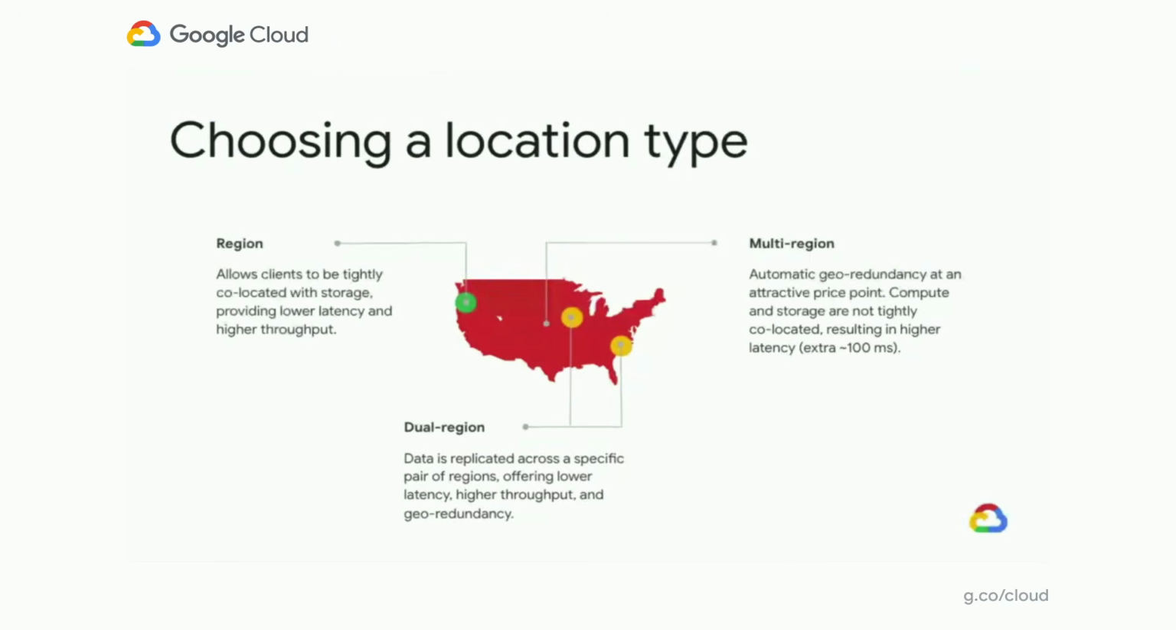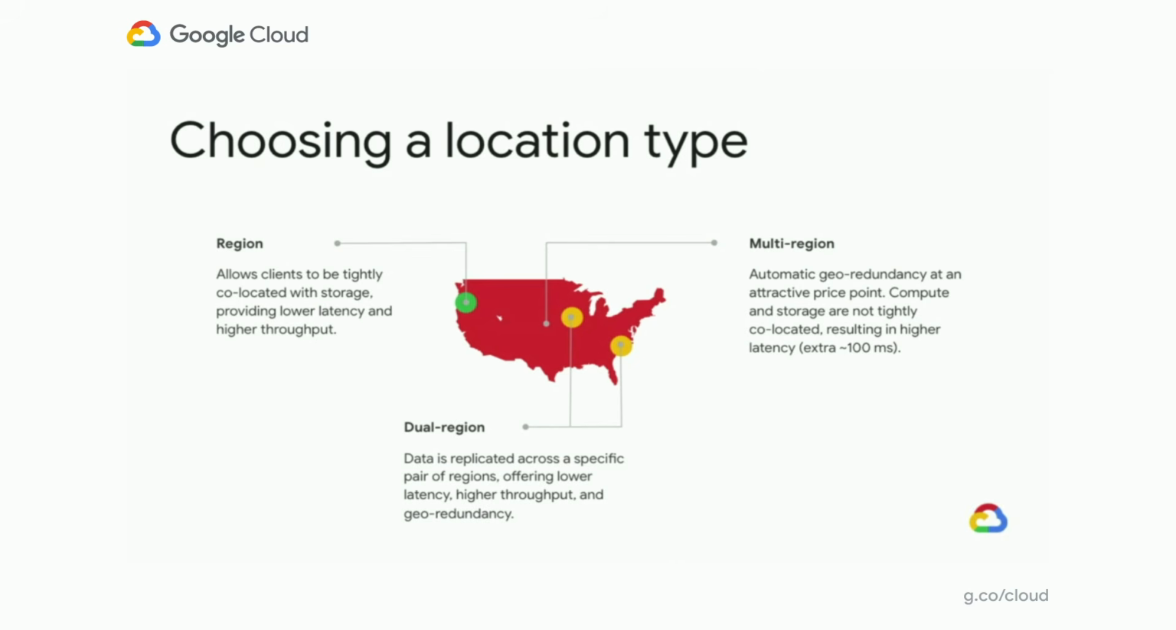So the first stage in storing data is actually to decide what kind of a location type you want to use. Regions, multi-regions, and dual regions are all available to you with a number of different specific location choices within each. So regions are the most basic choice. They allow you to have all of your data in one specific region. So for example, you might choose US Central 1, or you might choose Europe West 1. And once you've chosen that specific location for your bucket, all of your data will be stored there.